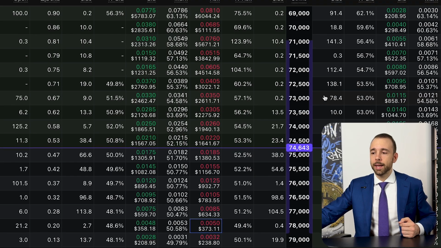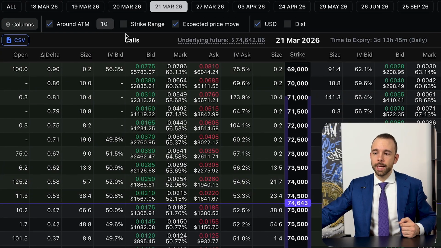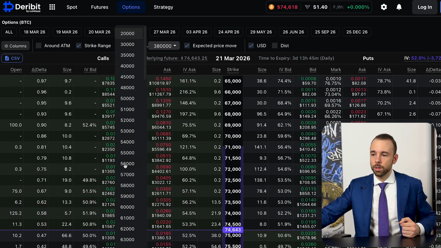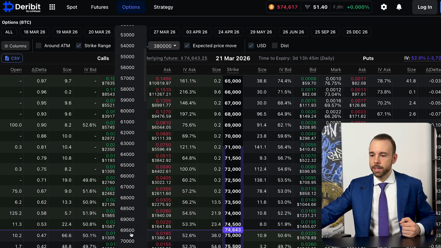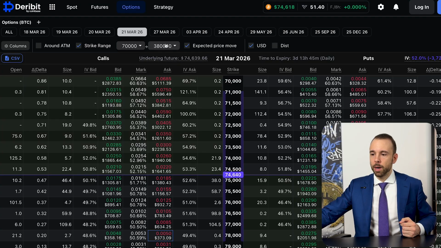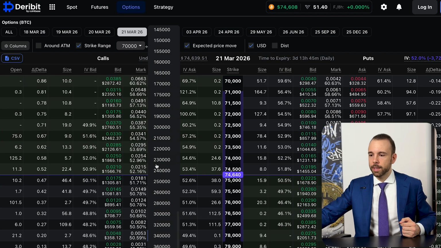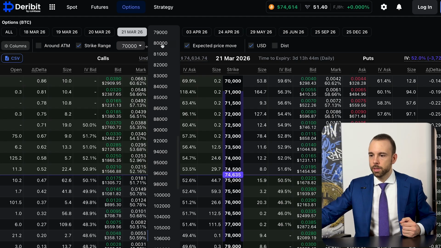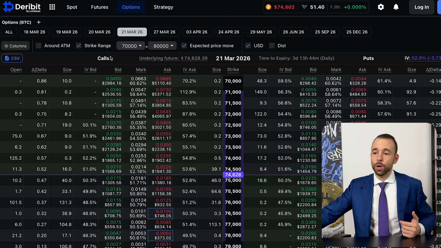Also, I can select the strike price range. For that, I have to click on this button and select the lower bound, so let's say $70,000, and the upper bound. So let's take, for example, $80,000. So $80,000, here we go. And in this case, only the strike range between 70,000 and 80,000 will be visible on my option chain.